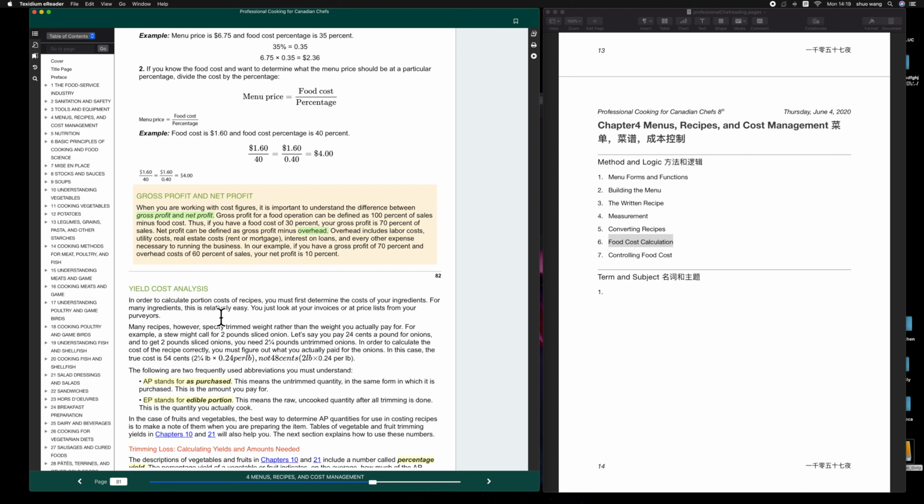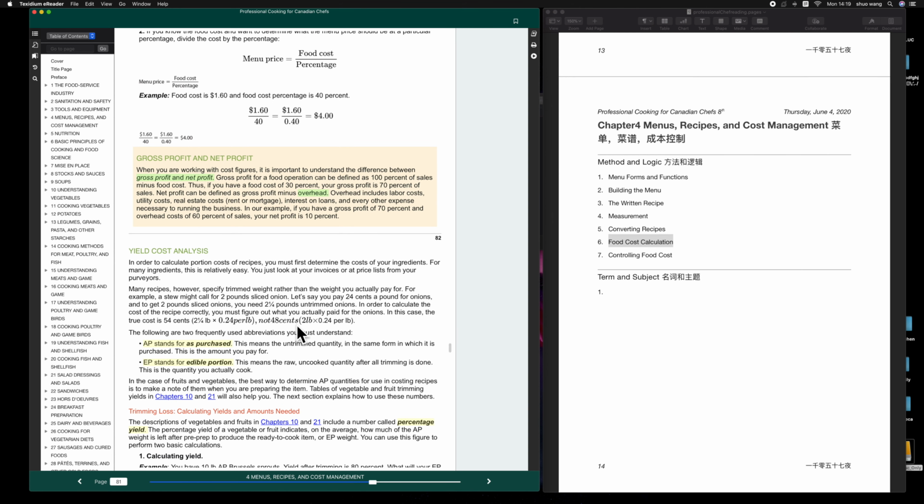Yield cost analysis. In order to calculate portion cost of recipes, you must first determine the cost of your ingredients. For many ingredients, this is relatively easy. You just look at your invoice or at price lists from your purveyors, 就是供应商的意思。Many recipes, however, specify trimmed weight rather than the weight you actually pay for.